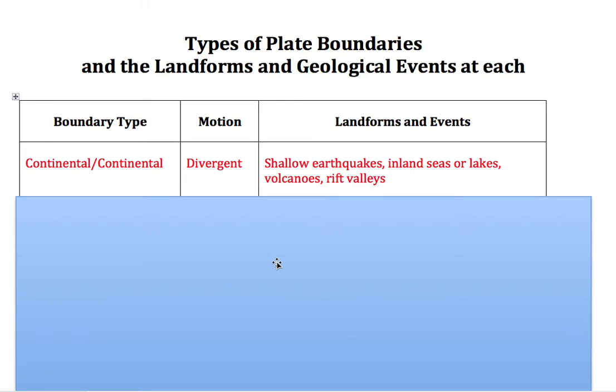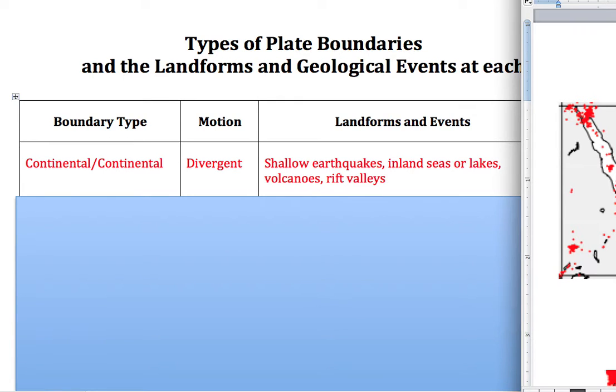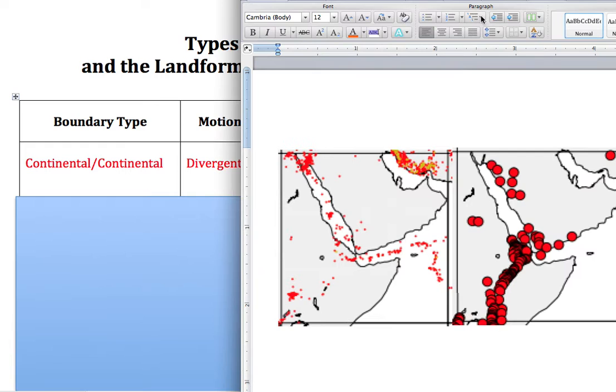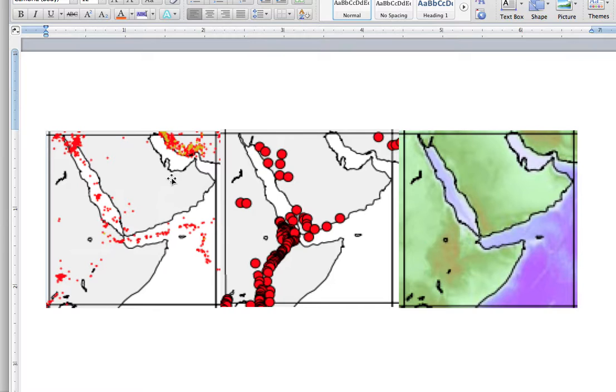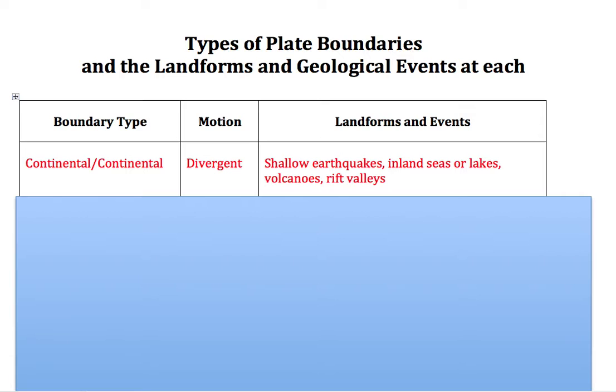So the first one is continental plates moving away from each other as divergent. You're going to see shallow earthquakes, inland seas or lakes, volcanoes, and rift valleys. This here is an example of a rift valley. This is Africa, this is Saudi Arabia, I think. But we have shallow earthquakes. We've got some volcanoes, more down here into Ethiopia. And we've got a very shallow inland sea happening. Evidence of a continental divergent boundary.